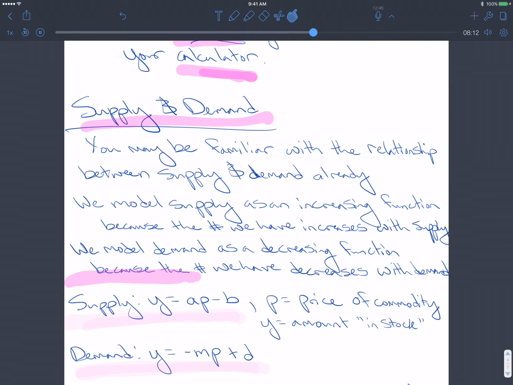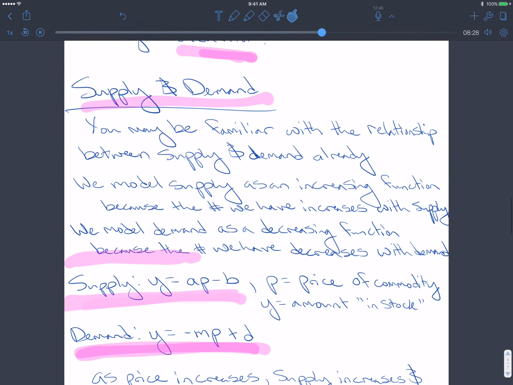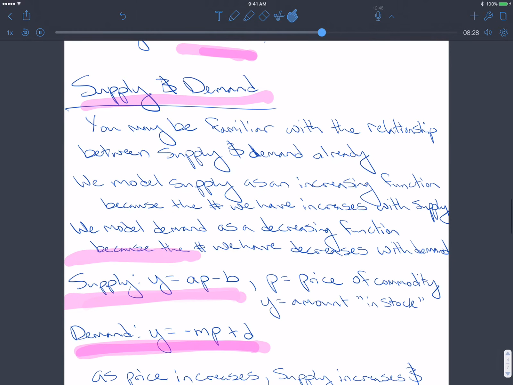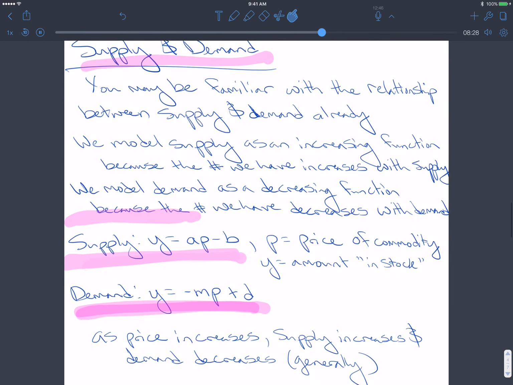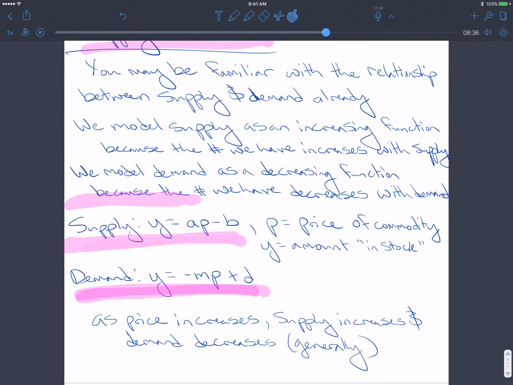So generally speaking, we have a form where the supply is given by y equals AP minus B. So P is the price of the commodity and y is the amount you have in stock. And so for demand, that same amount that you have in stock is decreasing based on that price. So you have a minus MP plus D. As price increases, supply increases, and demand decreases, right? That makes sense. If something becomes more expensive, generally speaking, less people want to buy it.